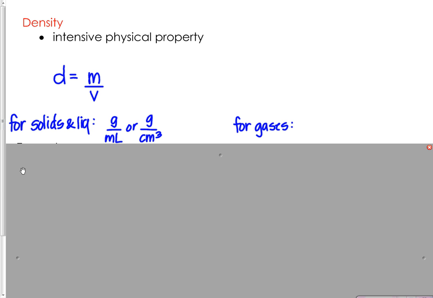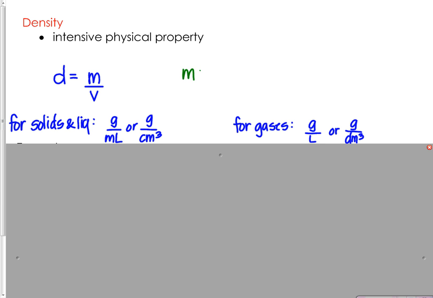For gases, we usually use something like grams per liter or grams per decimeter cubed. And a liter and a decimeter cubed are exactly the same thing also. So if I say something has a density of 10 grams per liter, it would also be 10 grams per decimeter cubed.